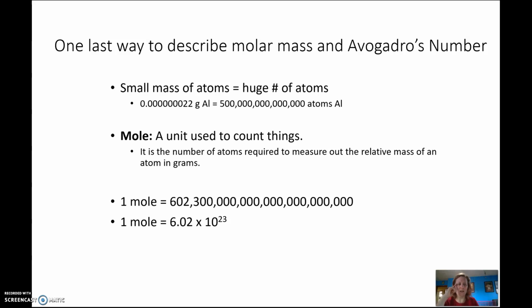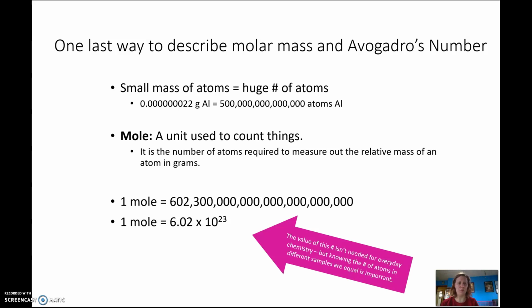The reason why this number is so huge, and this little bullet right here, is that the value isn't really important in everyday chemistry. But knowing that when you see the word mole, it represents this number of atoms or particles or whatever, that number of pieces, is important. You're going to see this number, and it's called Avogadro's number, and in future chemistry classes, they're going to make you do conversions with it. Not here, because people punch it in their calculator wrong, and it's so huge and confusing.